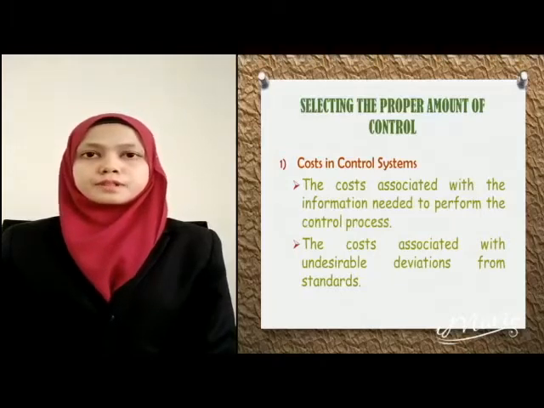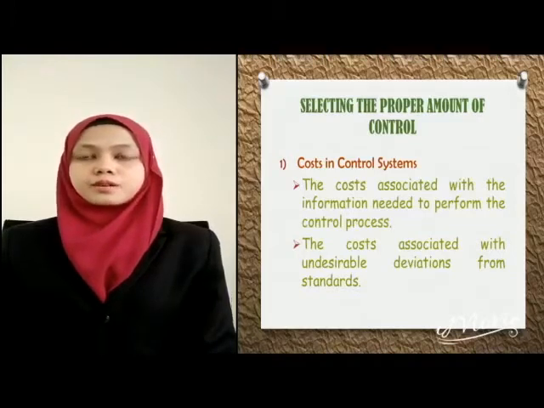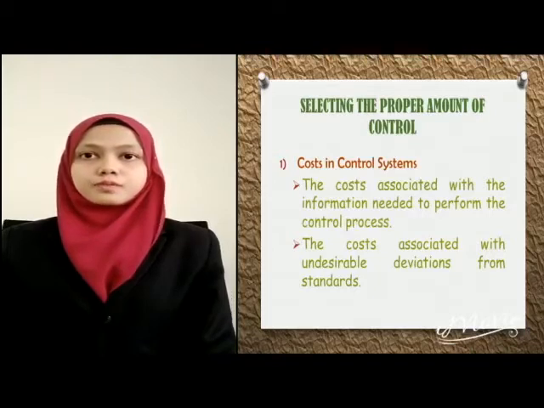My topic is selecting the proper amount of control. Choosing the proper amount of control is critical for organizations that strive for quality in everything they do. So choosing the proper amount is not a simple matter. The first one is cost of control system. The cost of a control system has two basic categories that need to be considered.